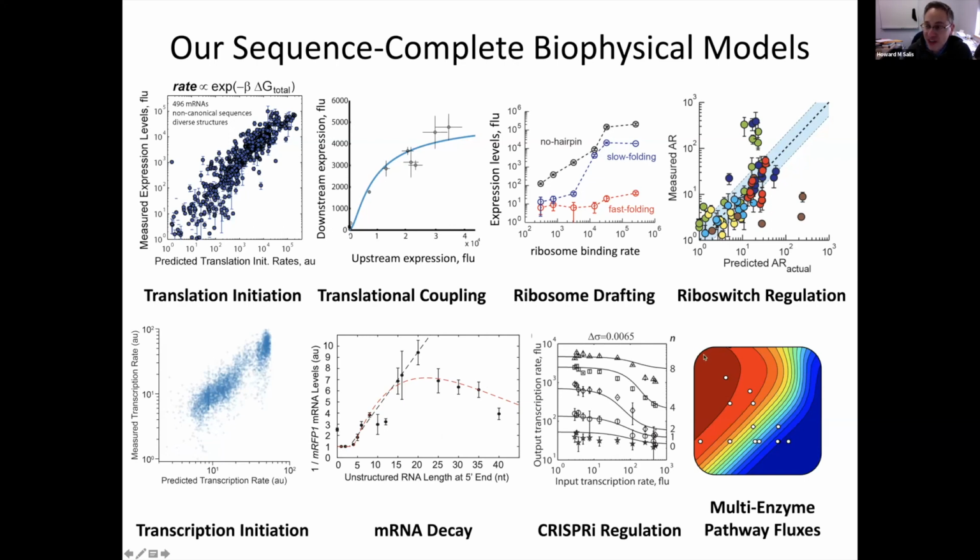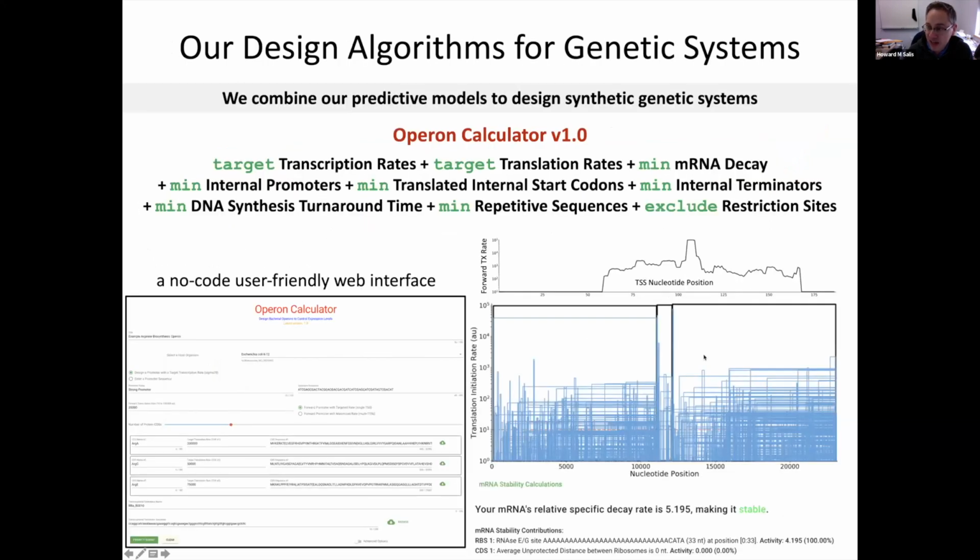Okay, so of course, the next step is really to start combining models together, because it's not enough just to have a model of this and a model of that. What we really need is a model of everything, one integrated model. And so how do we do that? Again, we're making increasing efforts towards that overall goal. One of those efforts is in developing the Operon Calculator, where we combine multiple of our models together to design genetic systems. And here you can specify multiple design objectives. So you can have your targeted transcription rates, targeted translation rates, and so on.